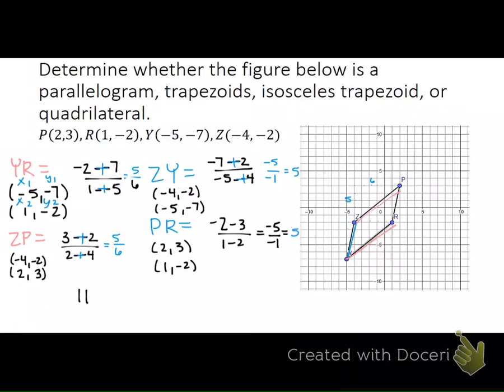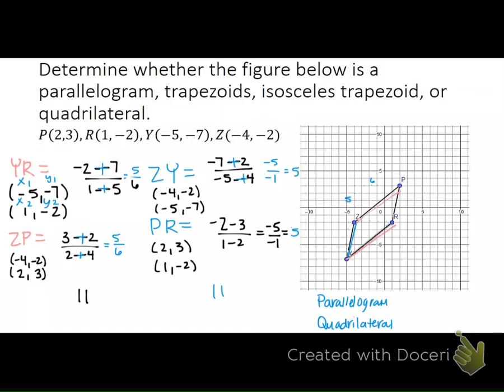So do we have two sets of parallel sides? Yes. So what do we have here? It is a parallelogram. It's also a quadrilateral. It's always a quadrilateral if it has 4 sides. It is not a trapezoid. How much do we need to put quadrilateral to? I think you're supposed to say all that apply, so yes.